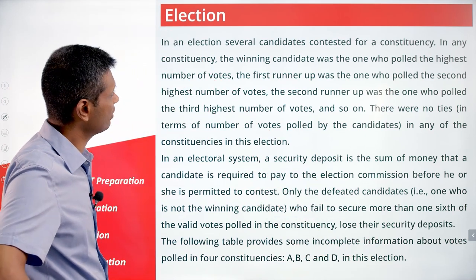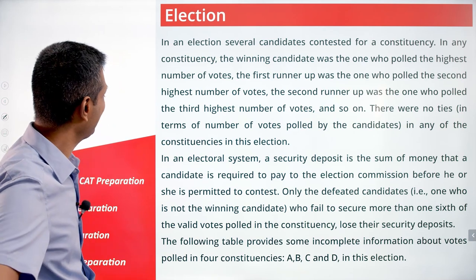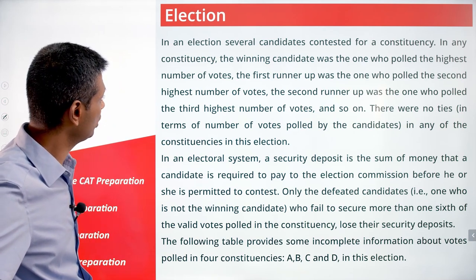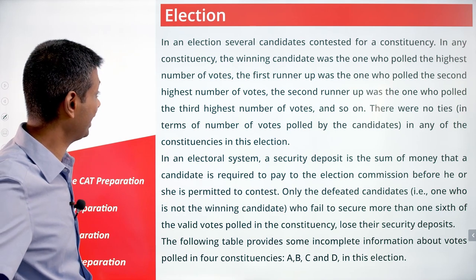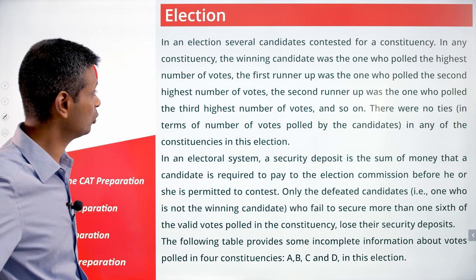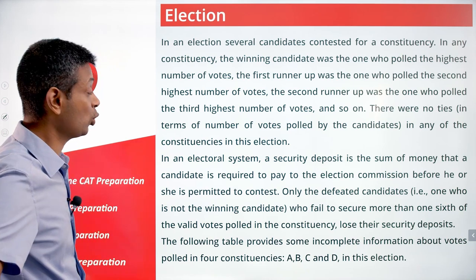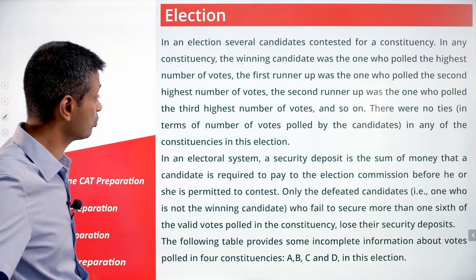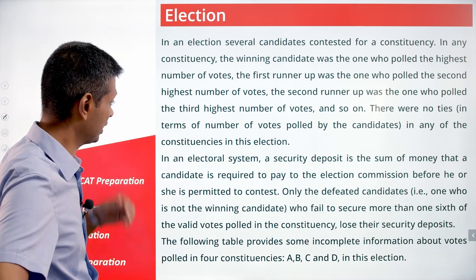Election. In an election, several candidates contested for a constituency. In any constituency, the winning candidate was the one who polled the highest number of votes. The first runner-up was the one who polled the second highest number of votes. Second runner-up was the one who polled third highest number of votes, and so on. Nothing new here. There are no ties in terms of number of votes polled by the candidates in any of the constituencies in this election.